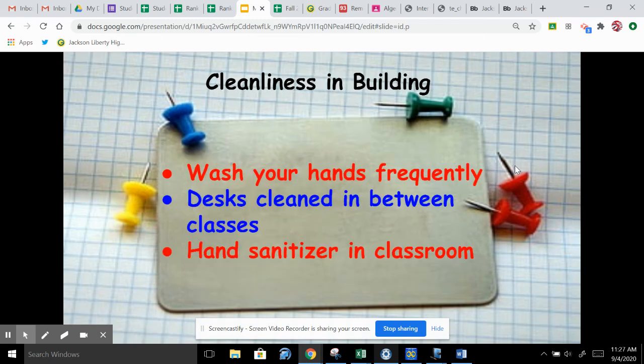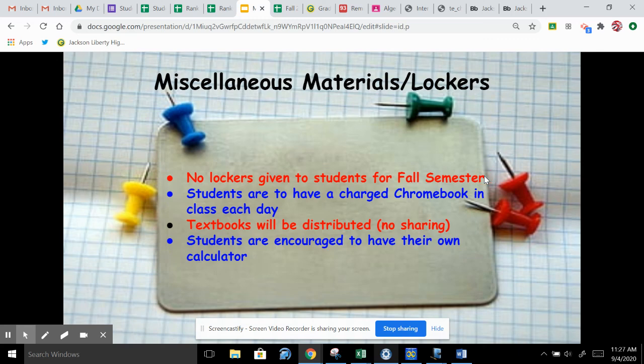Cleanliness in the building, guys. Again, the time we live in now, wash your hands frequently. The desks are going to be cleaned in between classes. You guys are going to help me with that. It's nothing crazy, just a quick spray and a wipe. And there's going to be hand sanitizer and stuff like that in the classroom for you to use. So make sure you're practicing hygiene and staying clean.